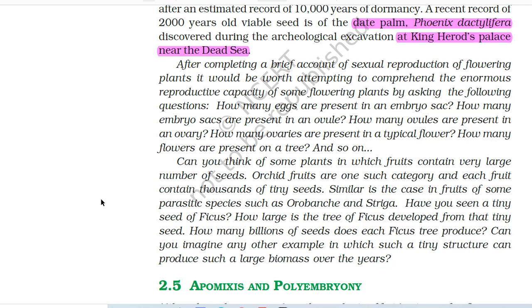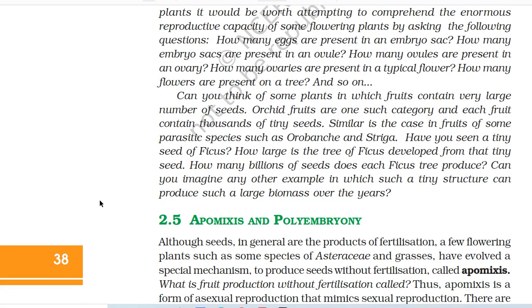And so on. Can you think of some plants in which fruits contain very large number of seeds? Orchid fruits are one such category and each fruit contains thousands of tiny seeds. Similar is the case in fruits of some parasitic species such as Orobanche and Striga. Have you seen a tiny seed of ficus? How large is a tree of ficus developed from that tiny seed? How many billions of seeds does each ficus tree produce?